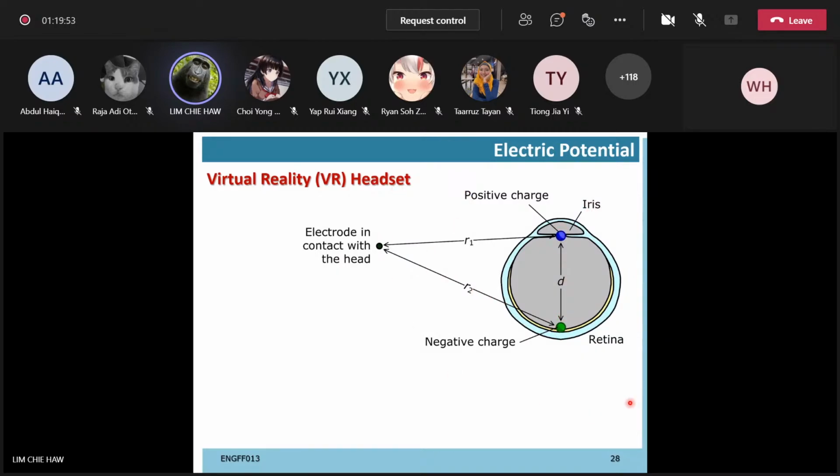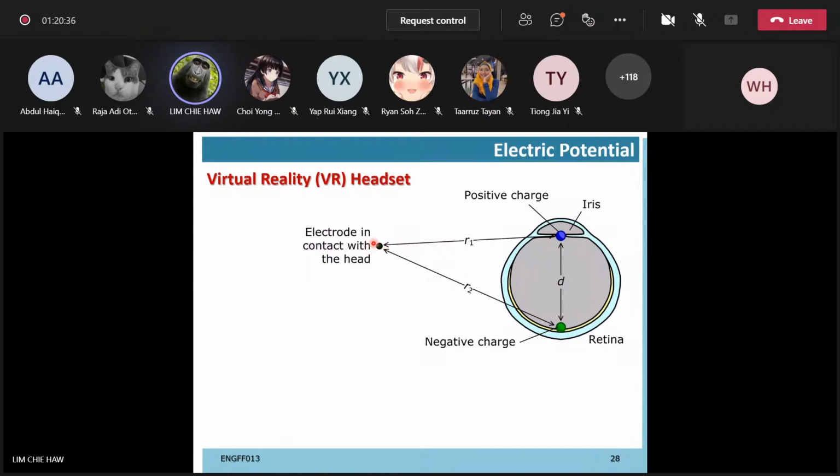So when you are wearing this virtual reality headset, there are many electrodes because the headset needs to detect so many movements. I'm just taking one of them here. One electrode is responsible for the iris and also the retina. The one at the retina is a static charge, meaning it is not moving because your retina can't move, isn't it? But your iris can move left and right. So when you move the iris, this positive charge will travel to the left and to the right.